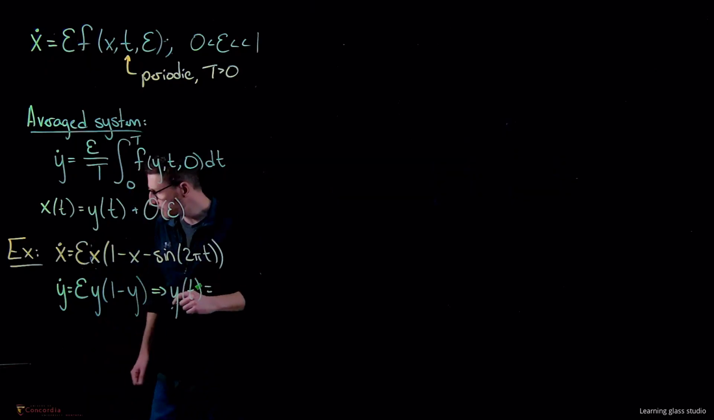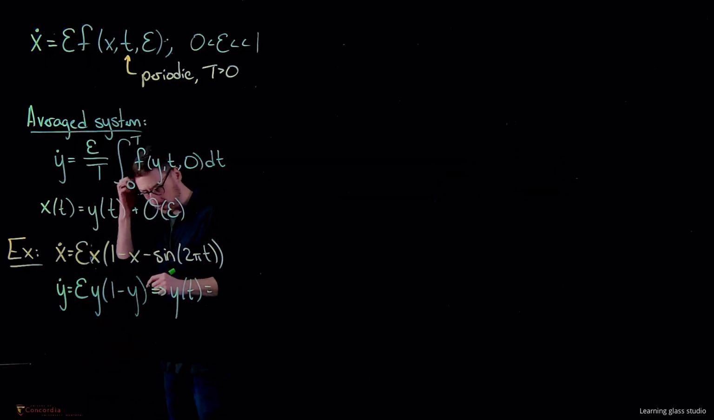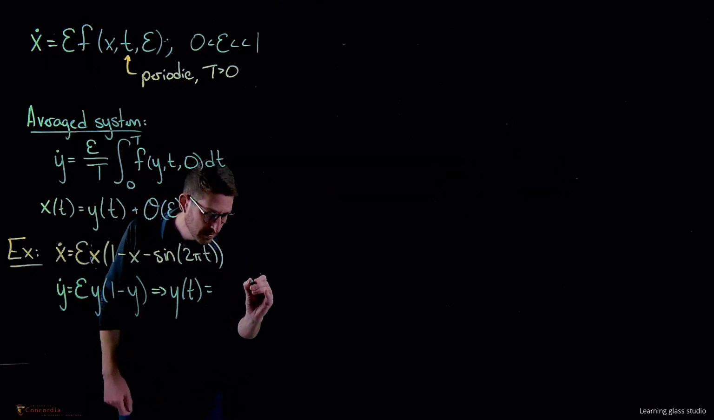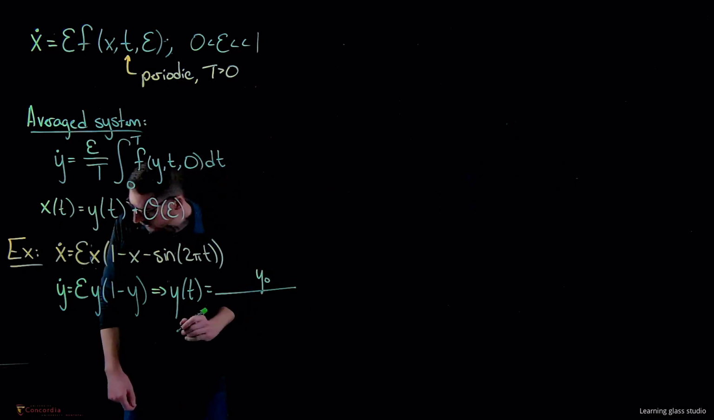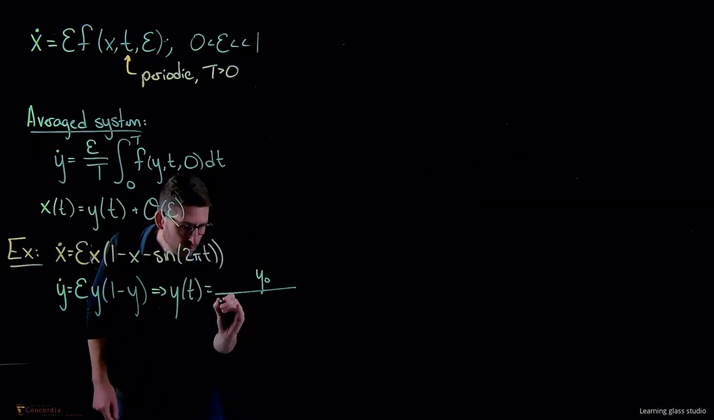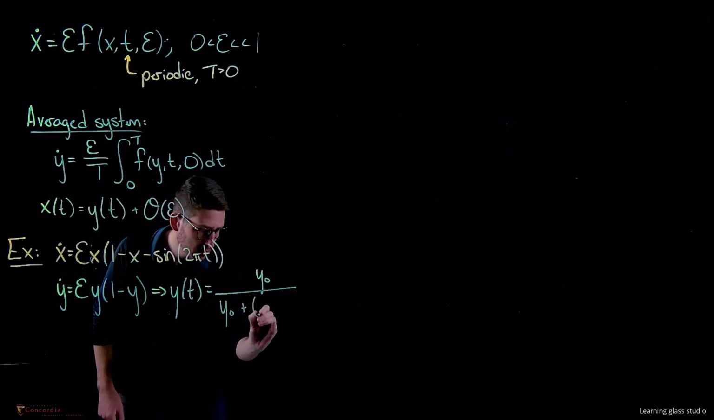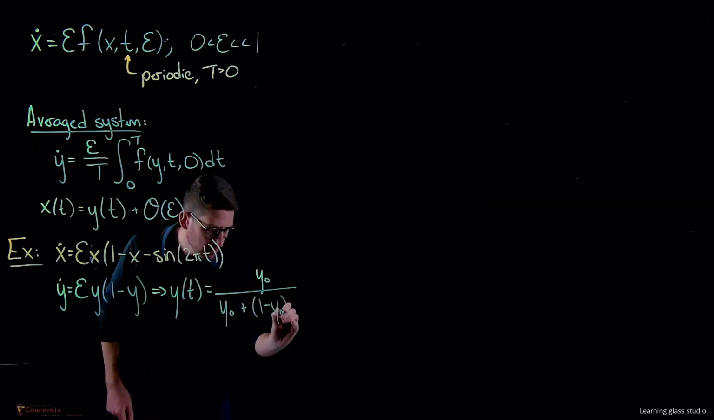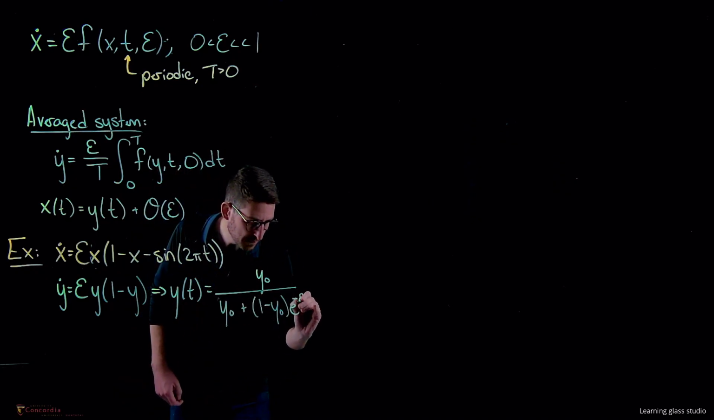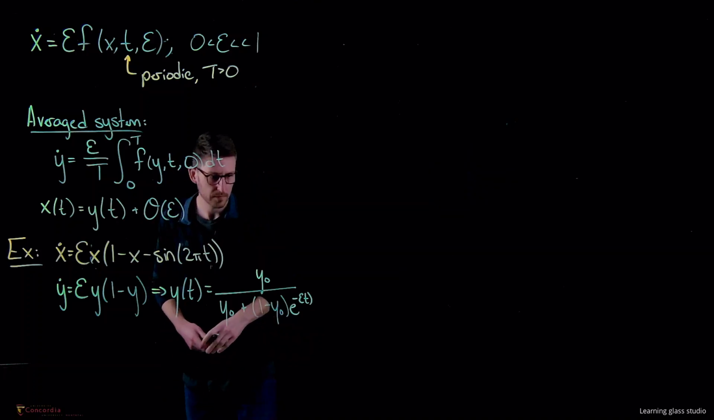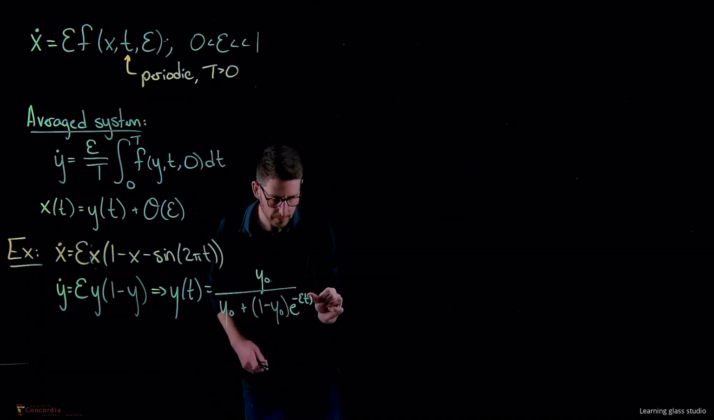So that's nice, right? So here, what you could do is this would be your initial condition. So I'll say y naught divided by y naught plus 1 minus y naught e to the minus epsilon times t. I don't need a bracket there.